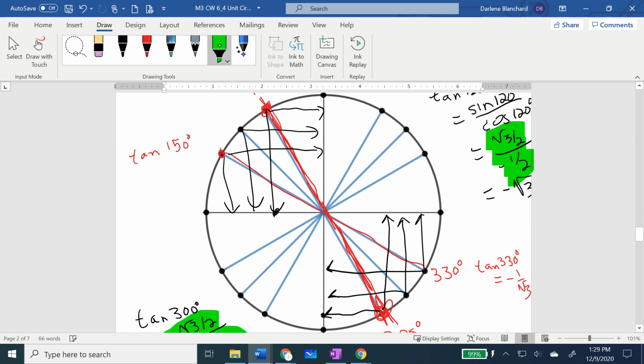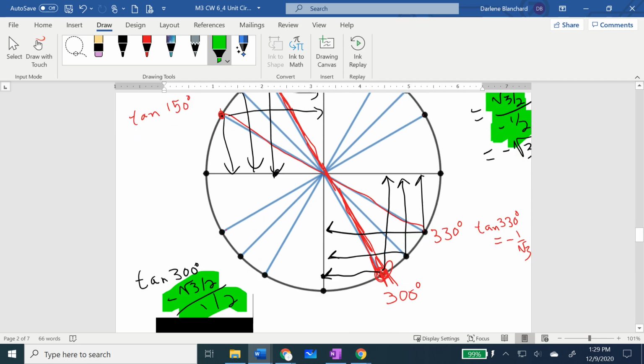If you compare those two ratios, I want you to notice that sine is √3/2 plus or minus. Cosine is 1/2 plus or minus. Depending on which quadrant you're in, they swap who's negative and who's positive. But that keeps tangent the same.